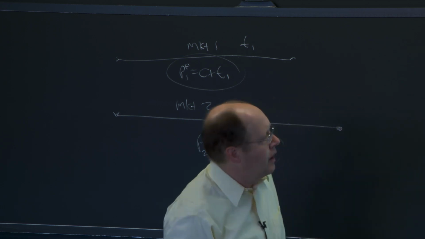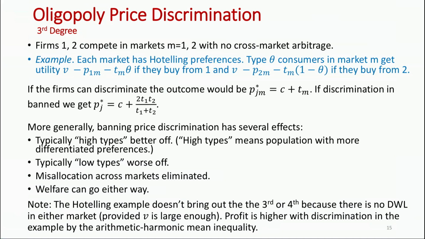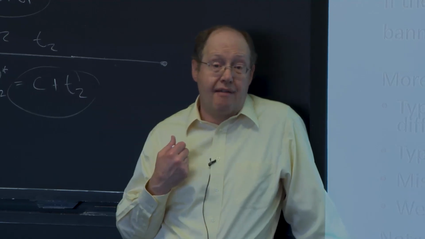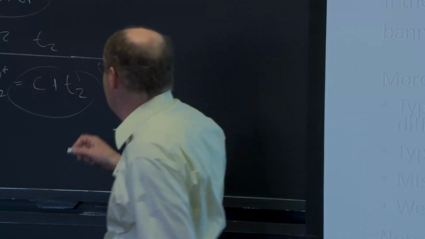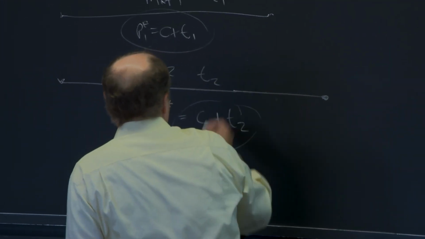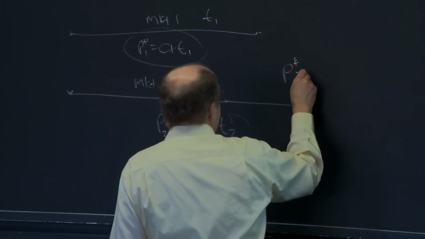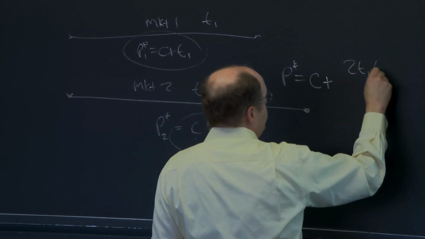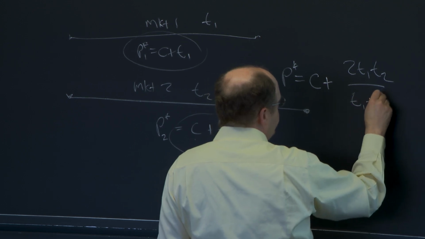Okay. The one policy question you get is, well, what would happen in a market like this if we banned price discriminating and said you have to charge the same price in both markets? It turns out, in this model, you just get an average markup. So if instead of being allowed to price separately, you force them to charge the same price, what you get is price equals C plus 2 T1 T2 over T1 plus T2.